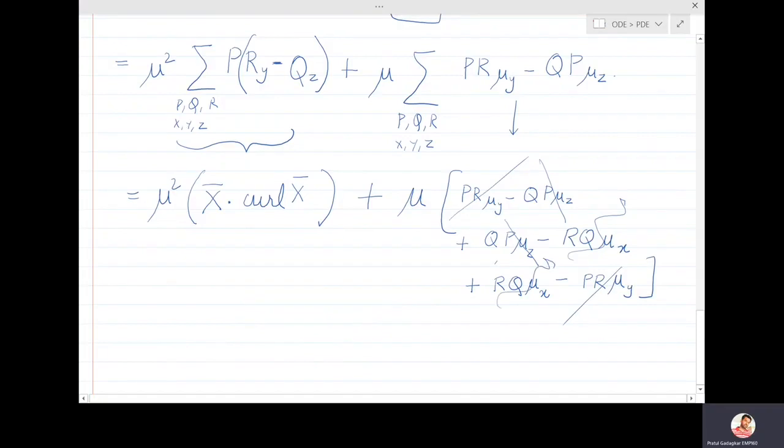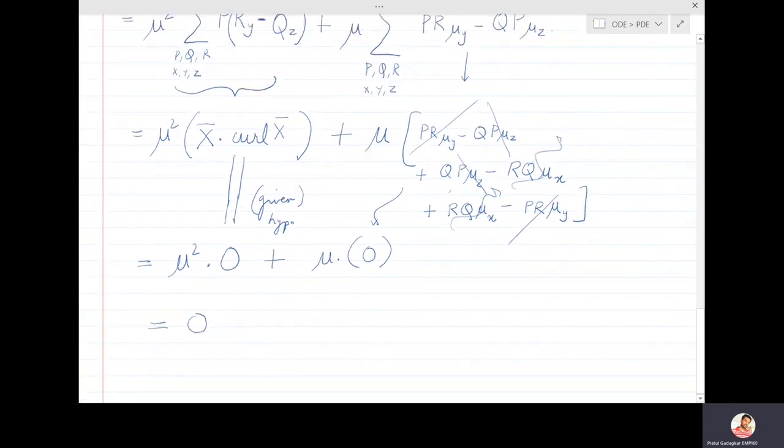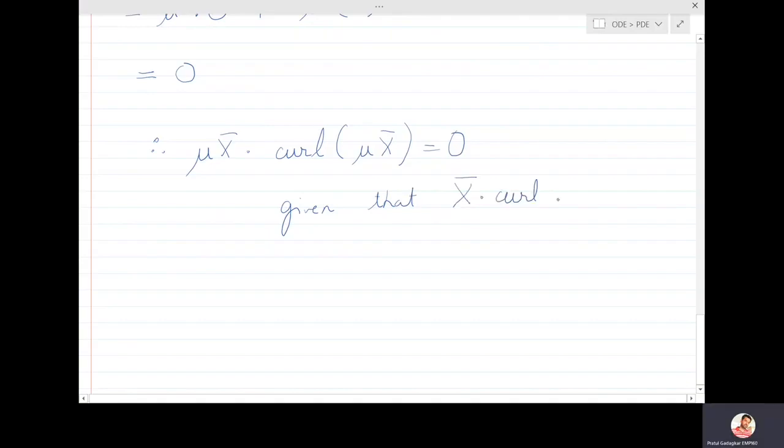So all the terms in the second summation cancel out. What is x bar dot curl x bar? x bar dot curl x bar is given to be 0. So this will be mu square into 0 because this is our hypothesis, right? Plus mu into 0 because all the terms have cancelled out here. So this finally has given us 0, everything. So we have proved that. What have we proved? We have proved that mu x bar dot curl mu x bar is equal to 0, given that x bar dot curl x bar is equal to 0. So whenever x bar dot curl x bar is 0, we can directly say that mu x bar dot curl mu x bar will also be equal to 0.